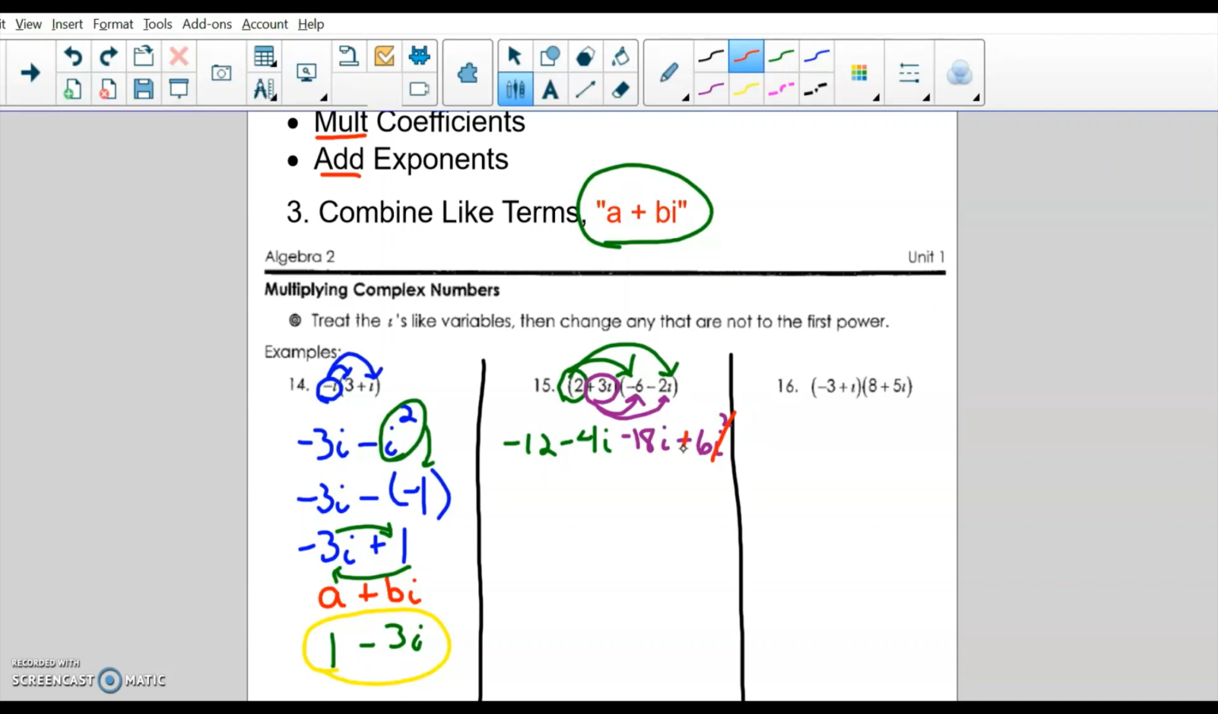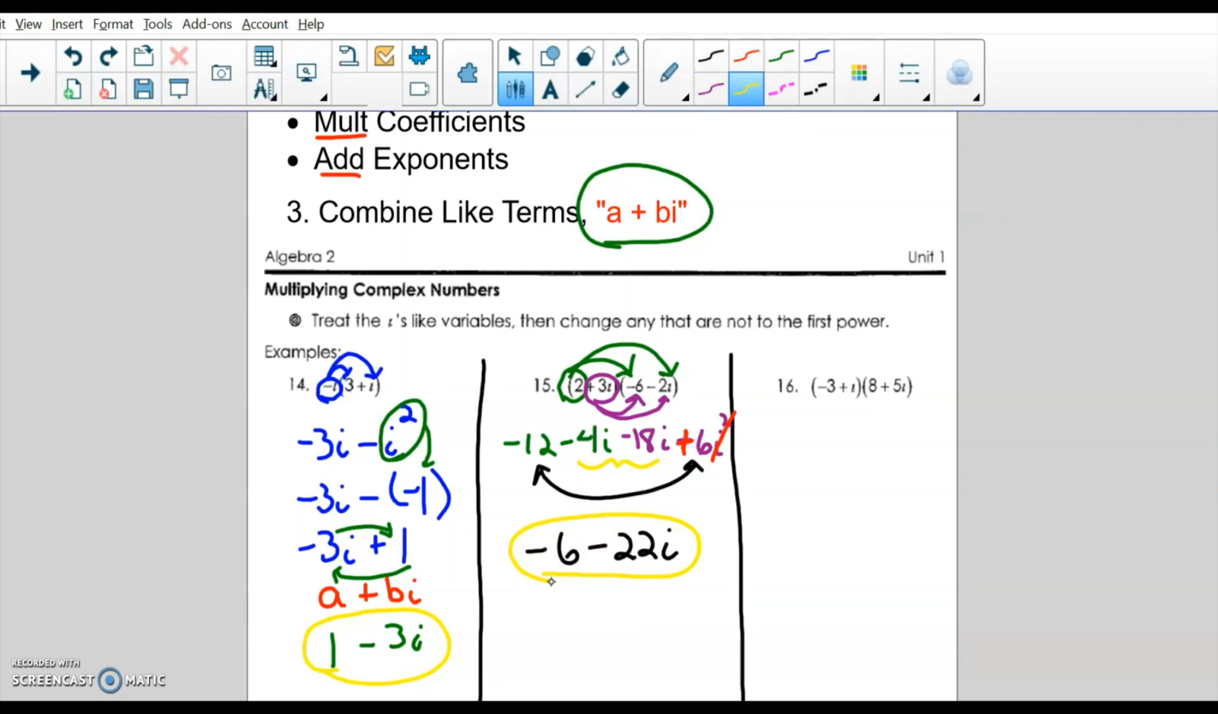So now we've changed this negative 6i to a positive 6. And now we can do some combining of like terms. These two are going to combine, and these two are going to combine. So we get negative 12 plus 6 is negative 6. Negative 4i minus 18i is negative 22i. And that is our final version.